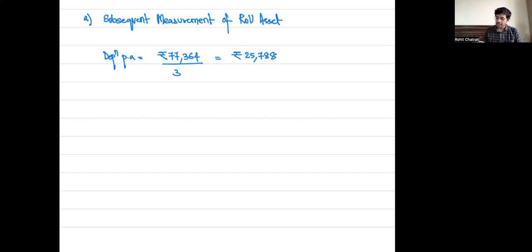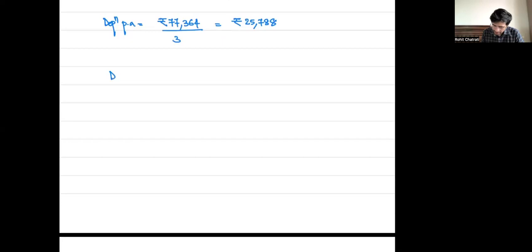All right. So every year, entity ABC is going to charge a depreciation of 25,788. What is the journal entry going to be for this? It will be depreciation debit to right of use asset.